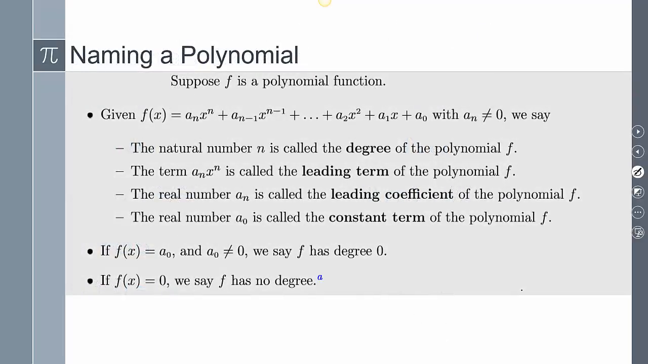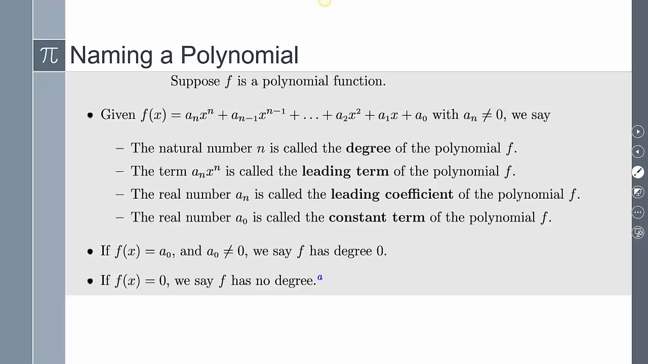Now, when we're trying to name a polynomial, this is another way to describe it. We call the different elements of that polynomial different names. So, for example, we would say that the natural number n of a polynomial, we call that the degree. So this value here, we call that the degree of the polynomial. Now, if we clump these values together, this a sub n x to the n, we call that the leading term of our polynomial. Now that number in front there, we call that the leading coefficient.